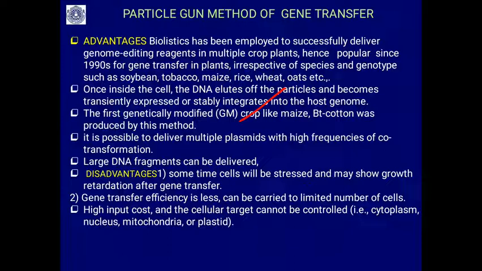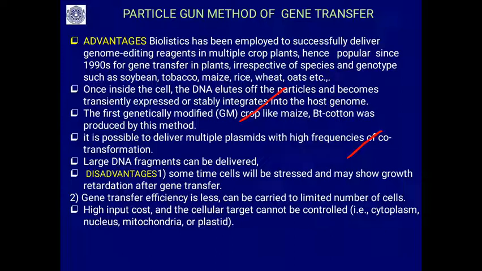It is possible to deliver multiple plasmids with high frequency of co-transformation. So, we can use multiple plasmids carrying different genes at a time with the help of this method. Large DNA fragments can be delivered. So, all these are many advantages, and it is mainly useful for plant tissue gene transfer.